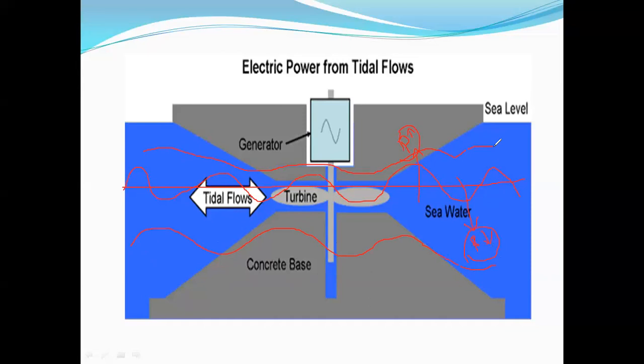Now, I would like to arrange a turbine during the flow of the seawater. When we arrange a turbine, what will happen? When the seawater flows with higher pressure, it acts with pressure on the turbine. Then, when it acts with pressure on the turbine, the turbine rotates.